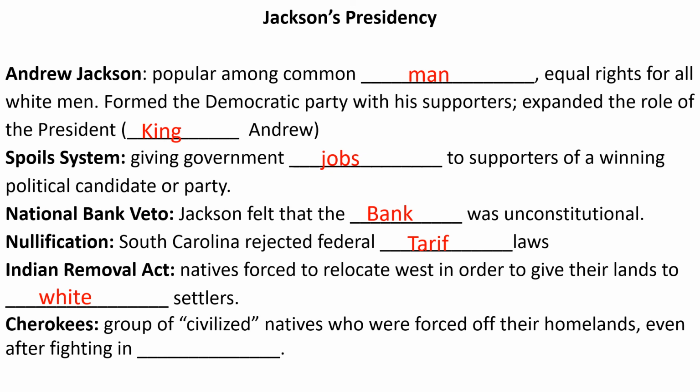The Trail of Tears was a terrible thing. There was actually a group of people that decided to fight this, known as the Cherokee. They were a group of what was known as civilized natives who were forced off their homelands even after fighting and actually winning in court for two years in a row.